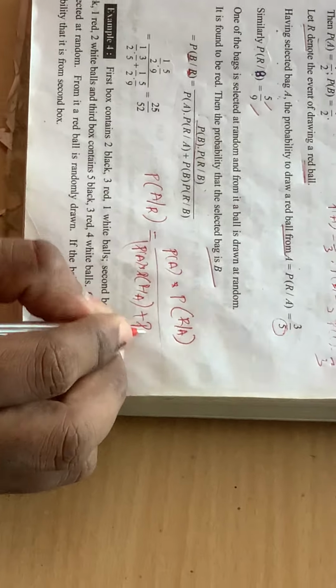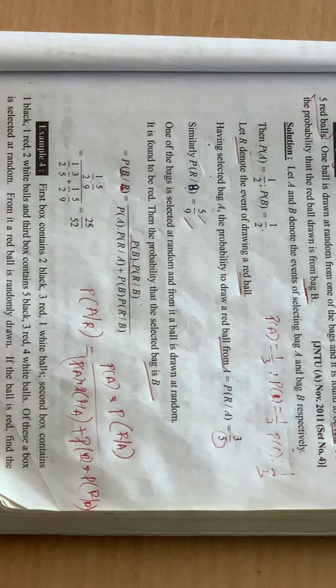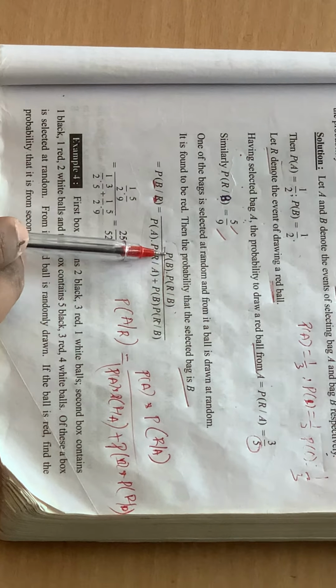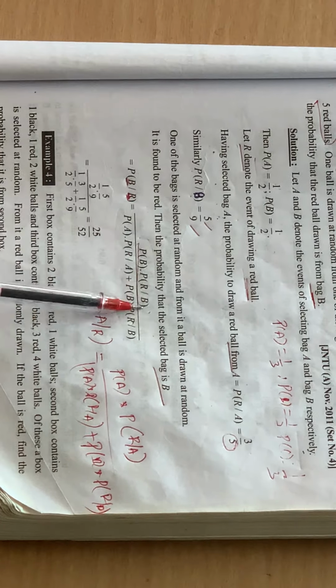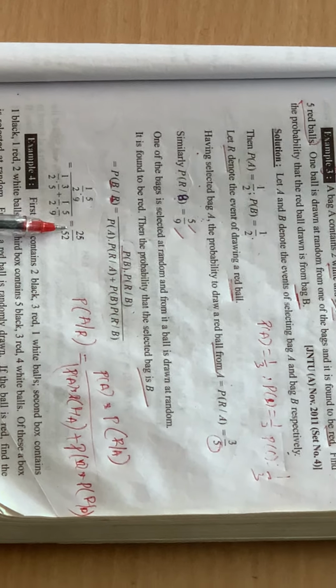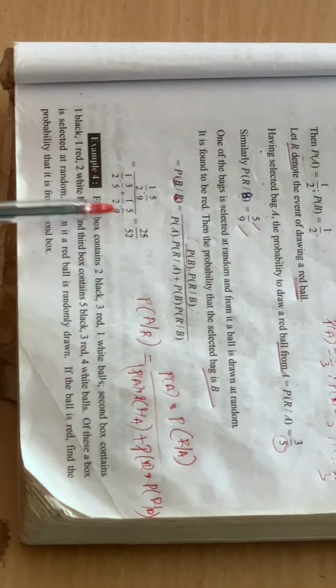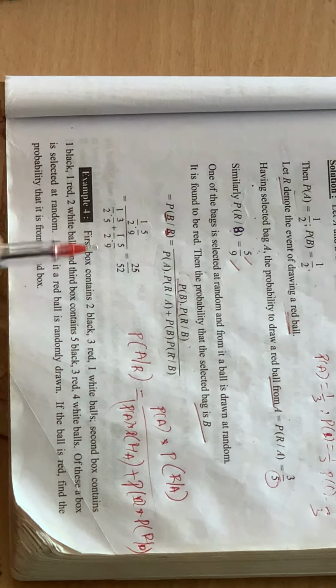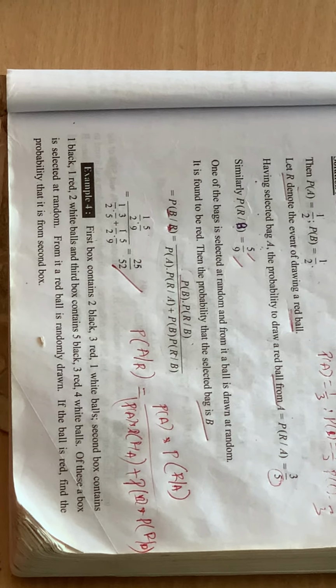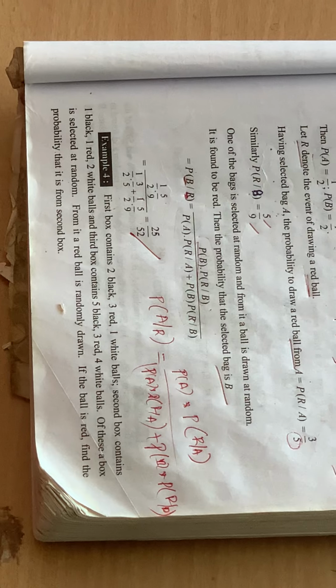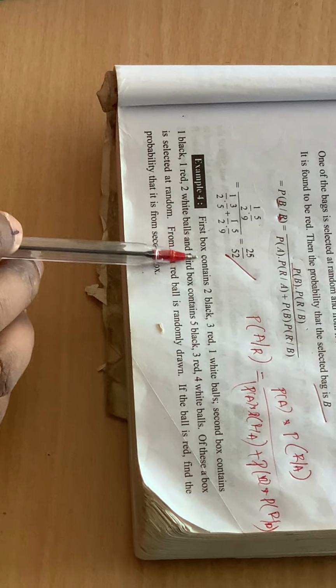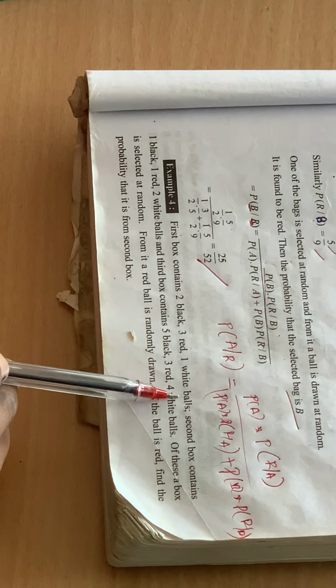Divided by probability of A into probability of R given A plus probability of B into probability of R given B, right? So just substitute the values now. Probability of B is 1 by 2, probability of R given B is 5 by 9. So divided by probability of A is 1 by 2, 3 by 5 plus 1 by 2, 5 by 9. So altogether 25 by 52. Is it clear?